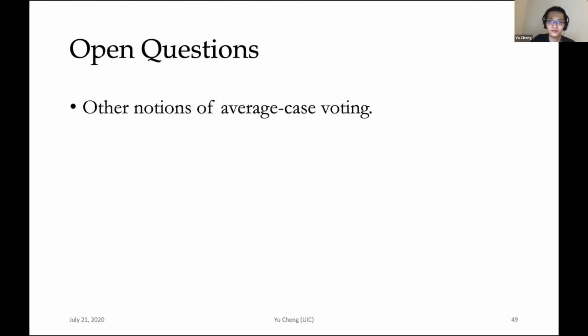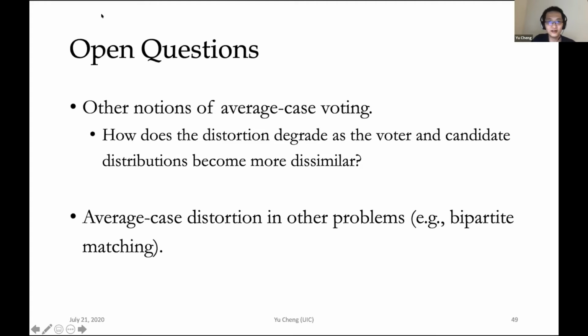All right, good, cool. So first I'll start with the general conceptual open questions. One is, people asked about this already, what are the other notions that make sense? And I mentioned this, you can ask for the degradation question. And also you could ask the average case distortion in other problems, for example, bipartite matching, and see whether this allows you to distinguish your different algorithms for those problems or not. It might offer some new perspective.